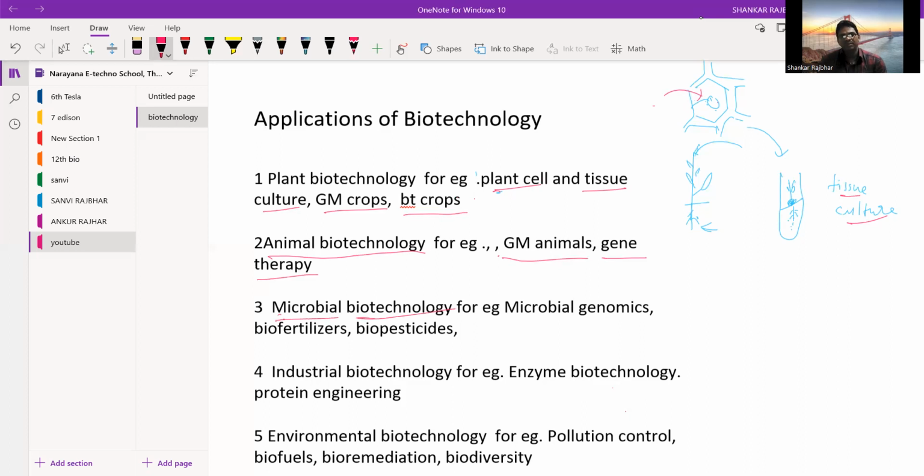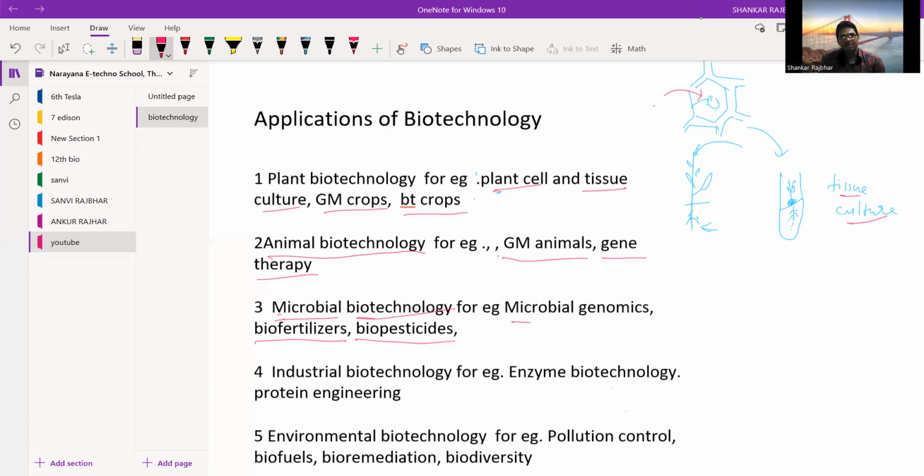Coming to the next one, microbial biotechnology, where we are using biotechnology in microbes for our desirable needs. So what can the desirable needs be? For example, we have biofertilizers. They are harmless for the soil and the particular crop, and also harmless for us. We are also using biopesticides.